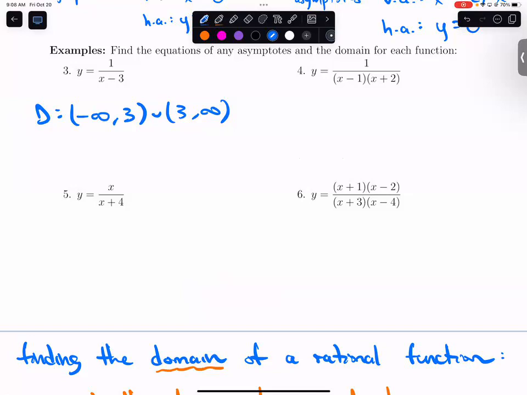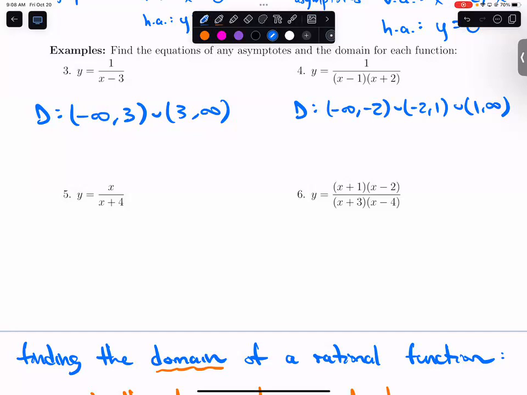Okay, so what about 4? There's going to be problems or trouble when x is 1 and negative 2. So the domain is everything apart from negative 2 and 1. Those don't work. Domain is everything else, which means we're going to have to write it in 3 separate intervals that we union together. What would that look like? Yeah, nice. Yeah, good.